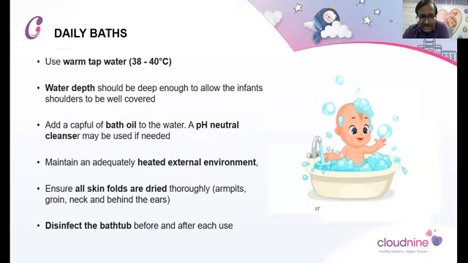When to give the subsequent bath, the daily bath? This is mainly for the term baby. We have to use warm water, at least 38 to 40 degrees. And the water depth should be until the shoulder. And you can add a cup of bath oil and or pH neutral cleanser. And the external environment should be warm, heated actually. And make sure you dry the folds. Most of the time we tend to forget to dry the folds. Otherwise, it may cause infection or injuries. And disinfect the bathtub before and after the use.